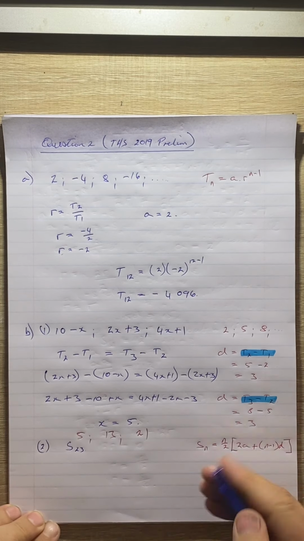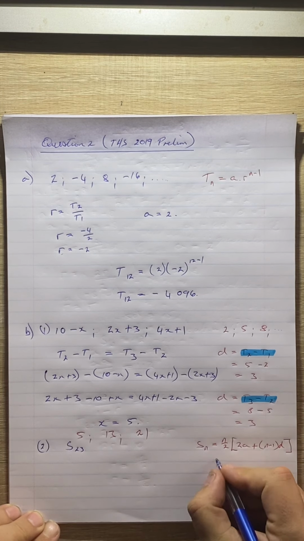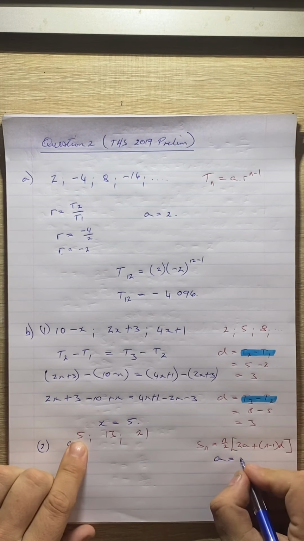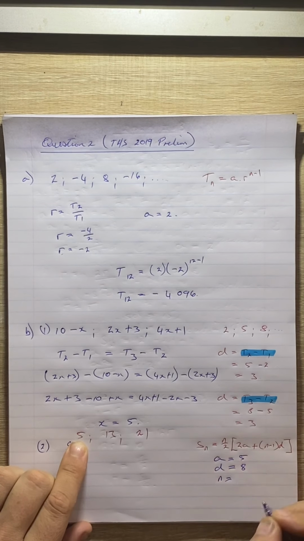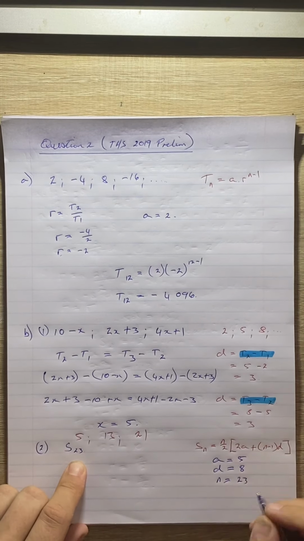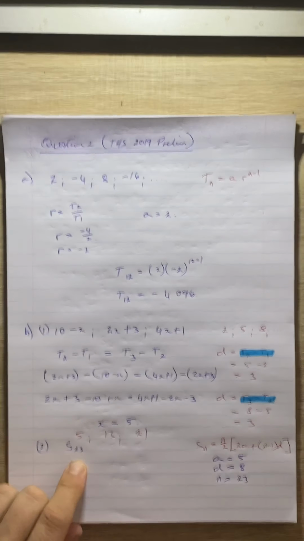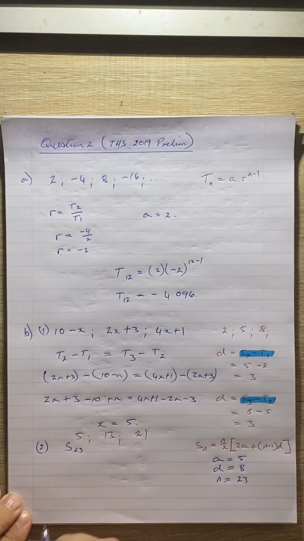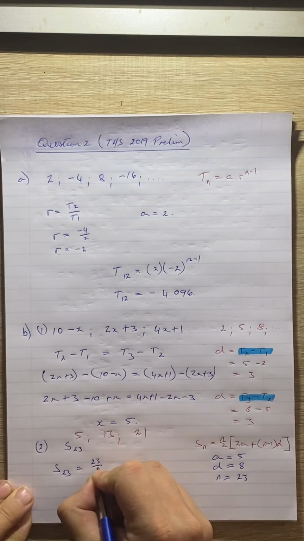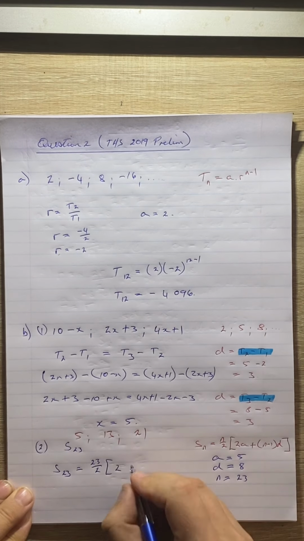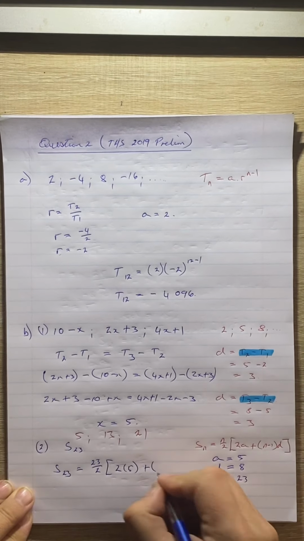So we know that our first term is equal to 5. We know that the common difference is equal to 8, and we know that n is equal to 23. I have everything that I need in order to use this formula. So S23 will be equal to n over 2, so it's 23 over 2, 2 times a, which is 5, plus 23 minus 1 times d, which is 8.